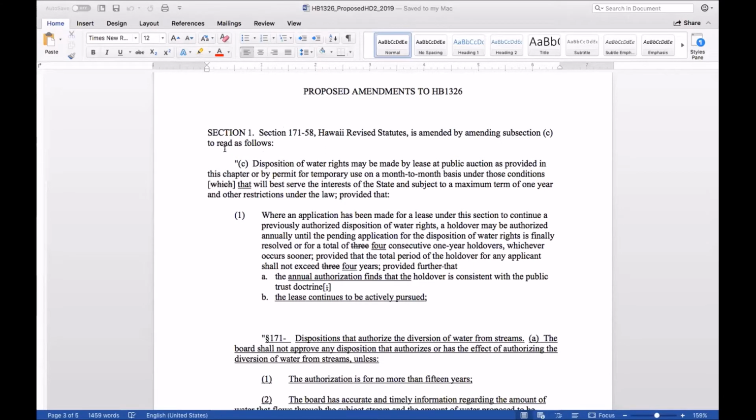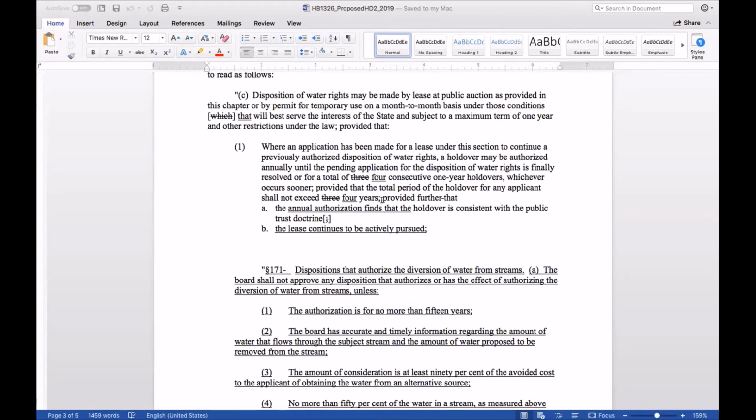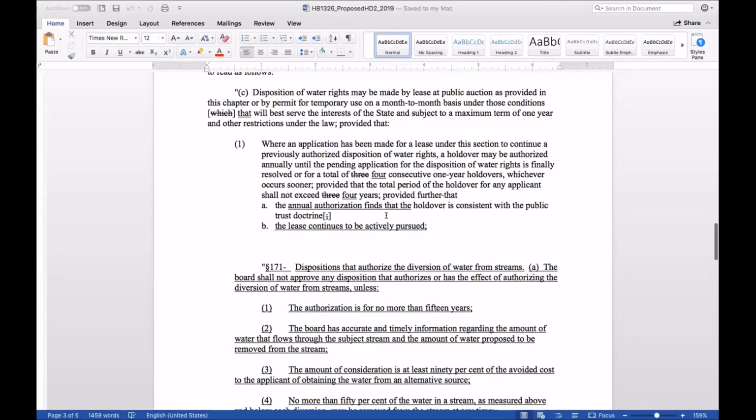This is the Hawaii Revised Statutes. This is section 1 of the bill. And this is as it's written. So this HRS section of the Hawaii Revised Statutes is amended by amending section C to read as follows. So I'm asking that they delete the word which and add the word that. I'm asking that instead of 3 consecutive 1-year holdovers, they say 4. And everything I'm underlining is added. I'm proposing that they add it.